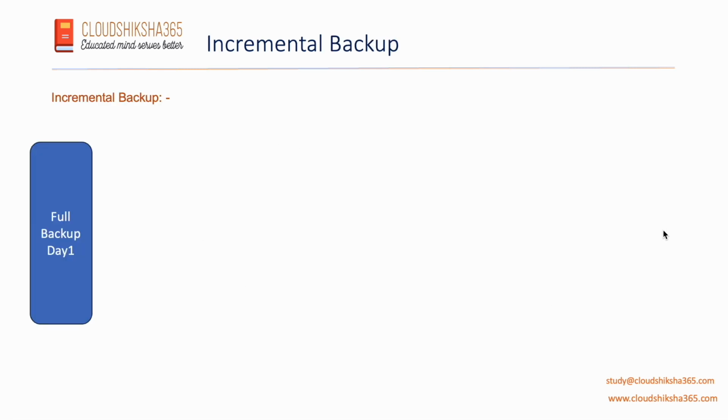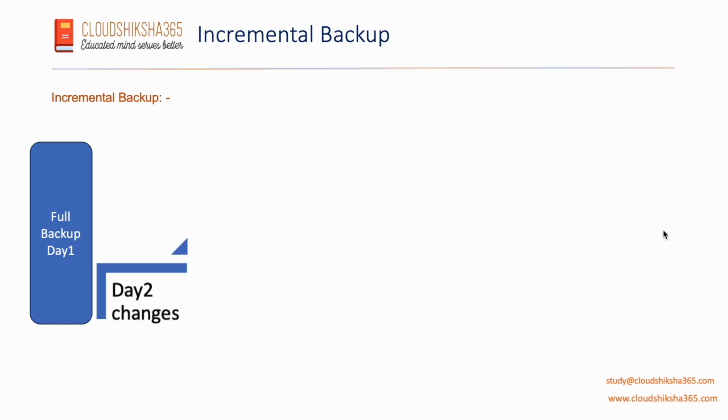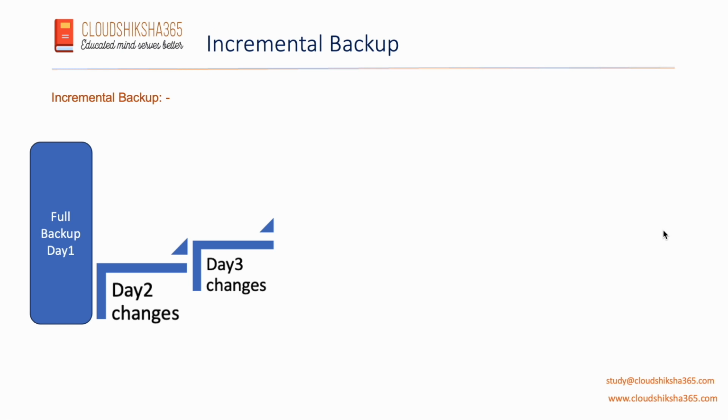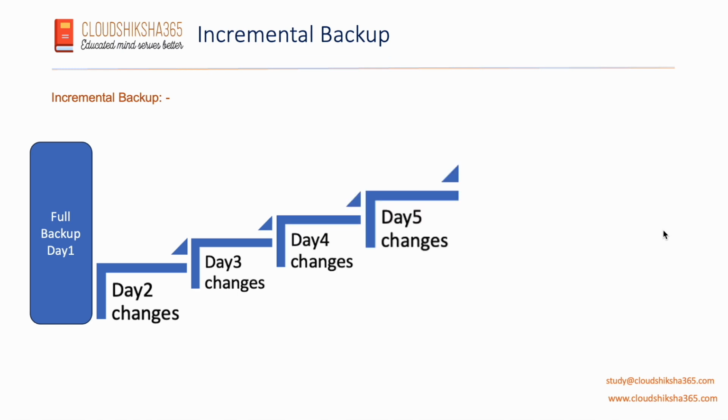Incremental backup is a kind of backup where, as the name suggests, increments to the changes are saved. Let's say you have a full backup on day one, then maybe one file or hundreds of files are updated on day two, then those changes will be saved on day two. Then day three changes, then day four changes, then day five changes. So this is how only the changes will be saved.